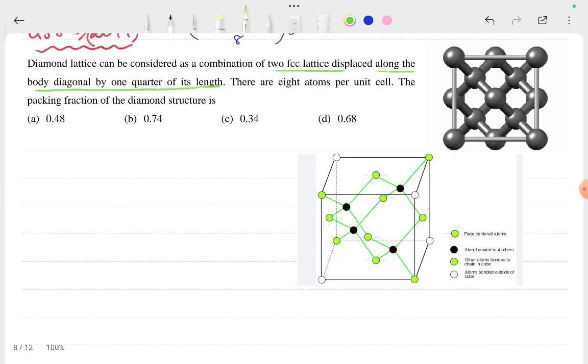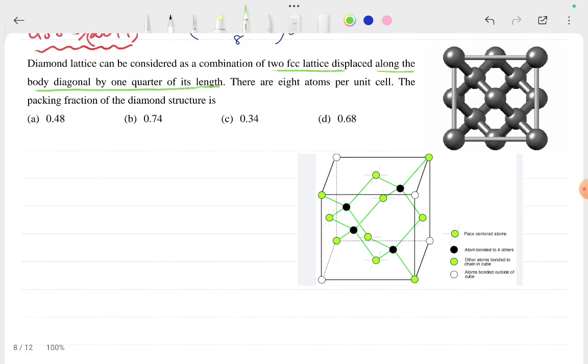Now I am just focused on how to solve this kind of problem. Your task is to try to understand the dimensional structures and how a dimensional lattice can be formed by combinations of two FCC lattices. This is your part. My part is only to focus on how to solve diamond lattice crystals. This is your part, and my job is to solve these questions only.